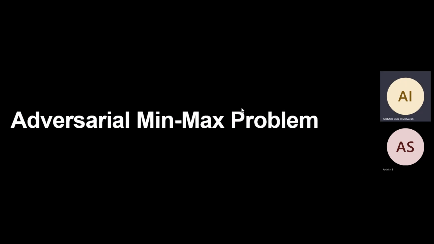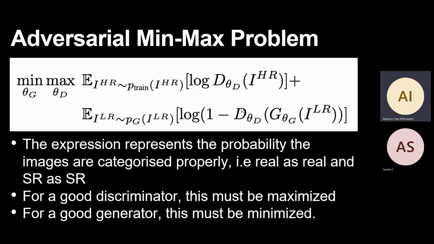So as usual, again, we have the adversarial min-max problem. Min-max is just another word for the zero-sum game. So here you have the min-max. The first term represents whether the discriminator classified the real images as real. And the second term signifies whether the discriminator classified fake images as fake.